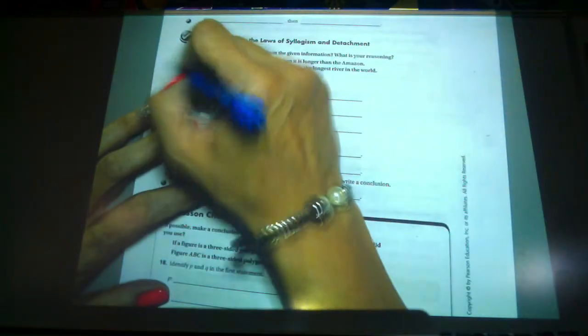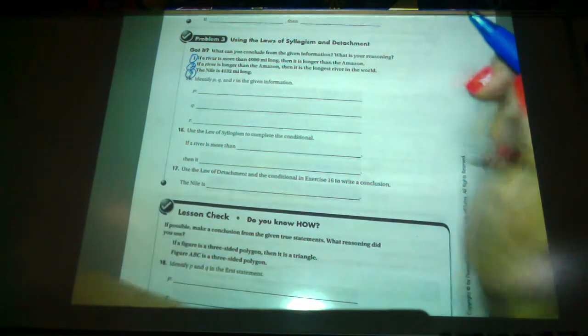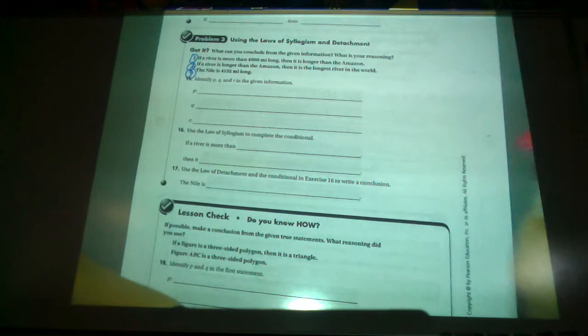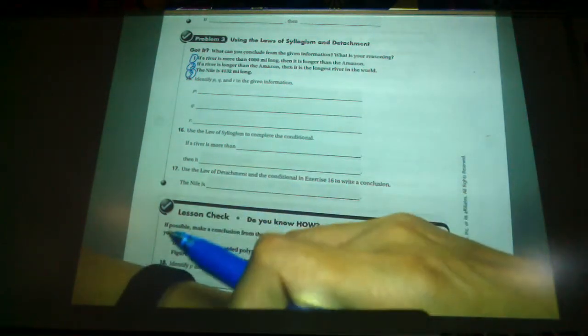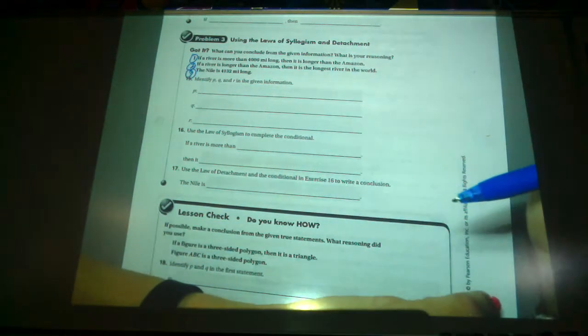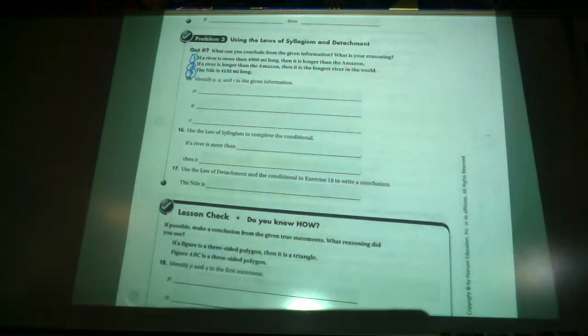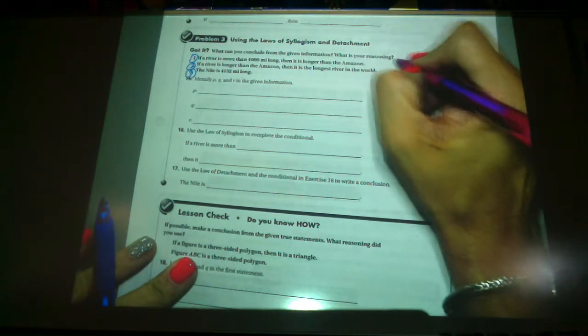Well, here's the third statement. The Nile is 4,132 miles long. Well, here's a couple of things. They have combined the law of syllogism and the law of attachment together in one problem. Because haven't they given you a third statement? You haven't had to come up with that yourself. We can use these 2 statements right here. This is your law of syllogism.